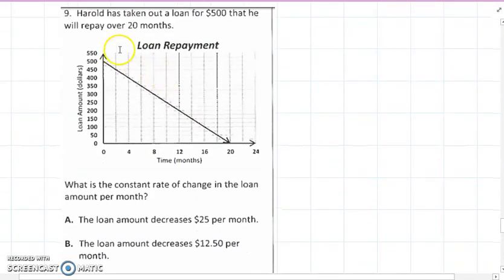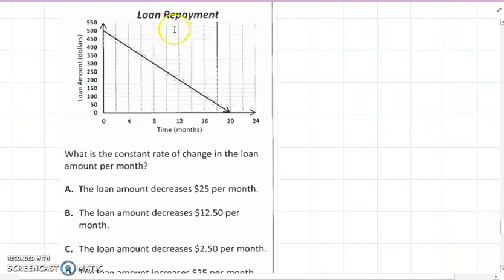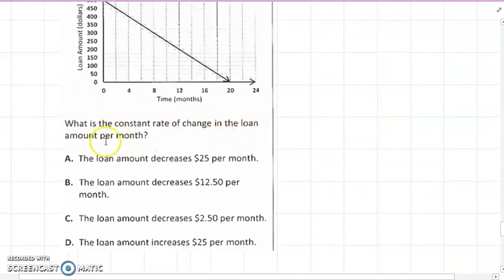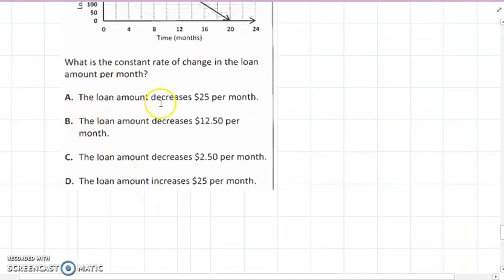This one here, all you gotta do is read. I'll read it, but I won't do too much. Harold has taken out a loan for $500 that he will repay over 20 months. The graph here. Obviously, when you pay off a loan, you're decreasing every single time, because you pay less. What is the constant rate of change in the loan amount per month? A, the loan amount decreases 25 per month. The loan amount decreases $12.50 per month. Or the loan amount decreases $2.50 per month. Or the loan amount increases D, 25 per month.